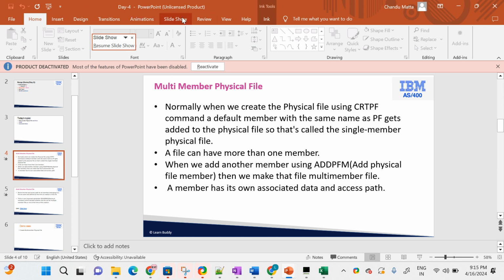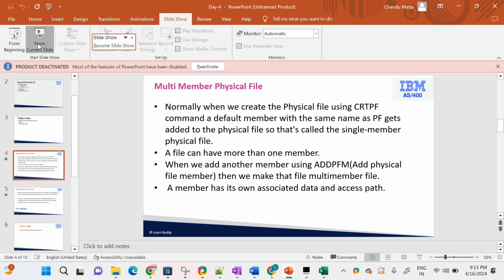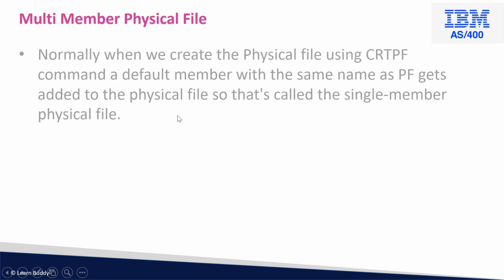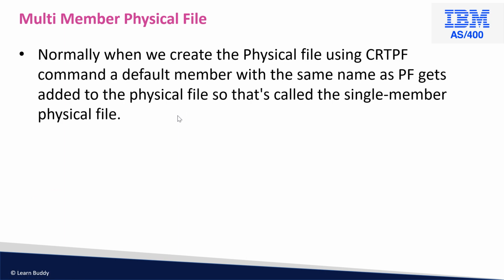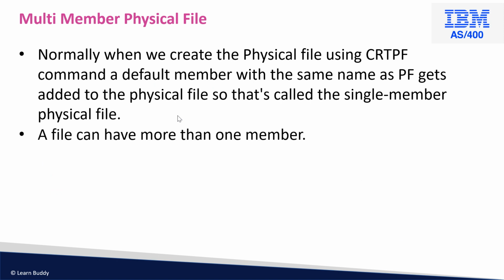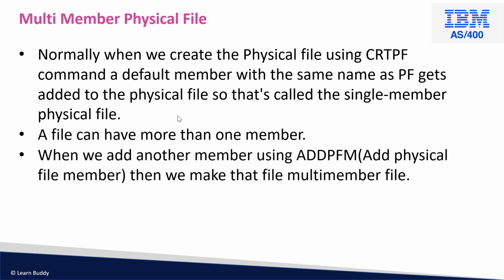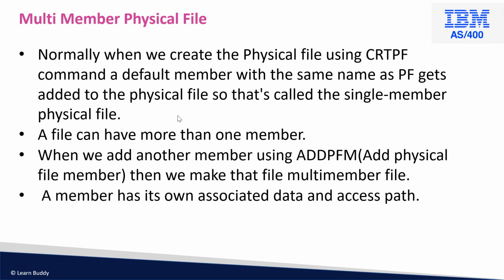So this is a PPT, I'll share it with you: what is a multi-member physical file. Normally when we create the physical file using the CRTPF command, a default member with the same name as the PF gets added to your physical file. So that is called the single member physical file. So a file can have more than one member. And when we add another member using ADDPFM, that makes the file a multi-member physical file. So that is what we did, right?